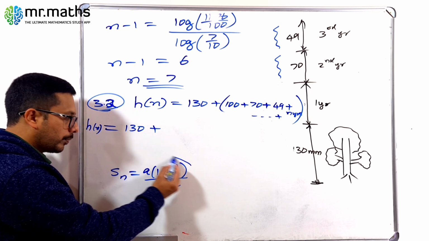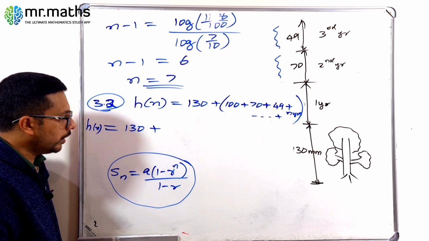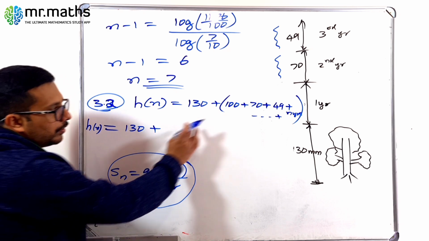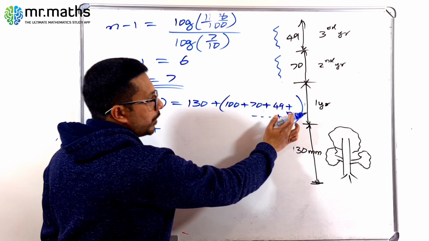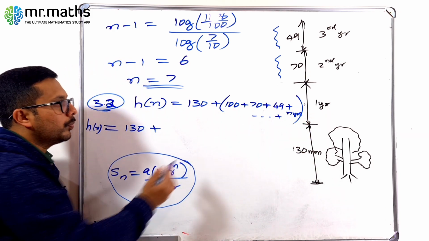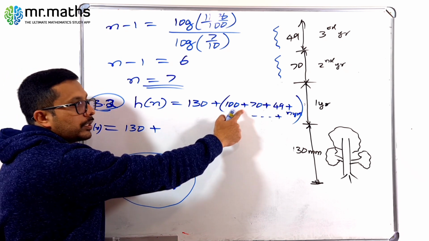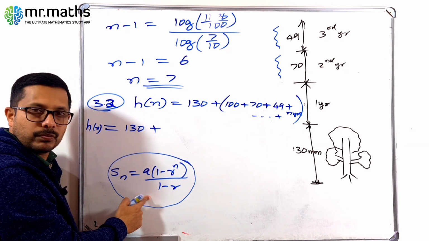So this is the formula to find the sum of a geometric sequence. Here, 100 plus 70 plus 49 plus etc. up to n terms. You have to find the sum of those n terms. We know that this is a geometric sequence, so we can apply this formula here.